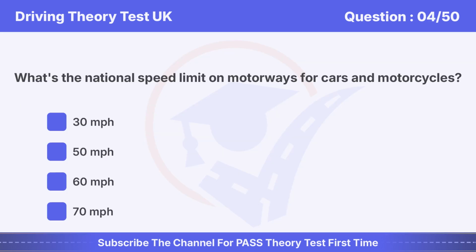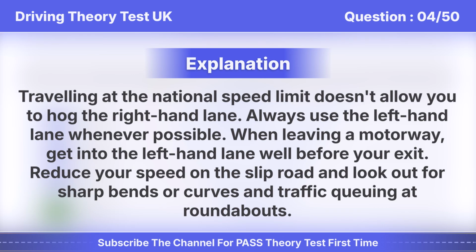Question 4. What's the national speed limit on motorways for cars and motorcycles? Answer is D, 70 miles per hour. Traveling at the national speed limit doesn't allow you to hog the right-hand lane. Always use the left-hand lane whenever possible. When leaving a motorway, get into the left-hand lane well before your exit. Reduce your speed on the slip road and look out for sharp bends or curves and traffic queuing at roundabouts.